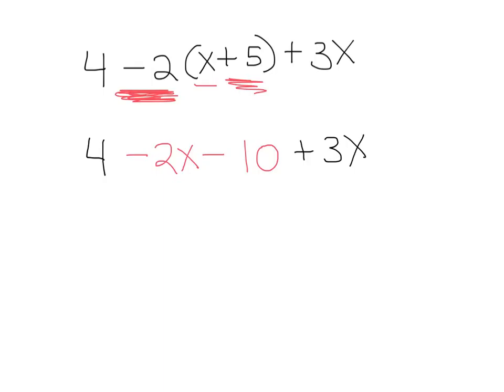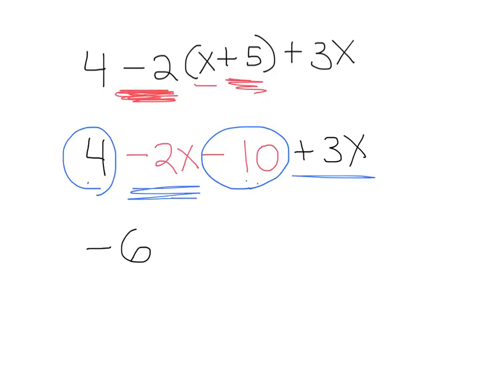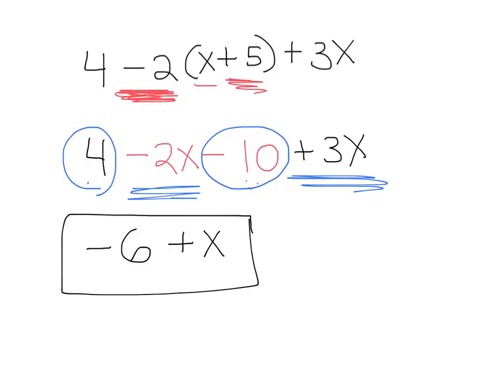Now that I have distributed my negative 2, I can combine like terms. So here we go. We have a 4 and then negative 10. So 4 minus 10, or you can say 4 plus negative 10, is negative 6. And then I'm going to do negative 2x plus 3x, which is just 1x, or positive x. So that is my simplified expression.